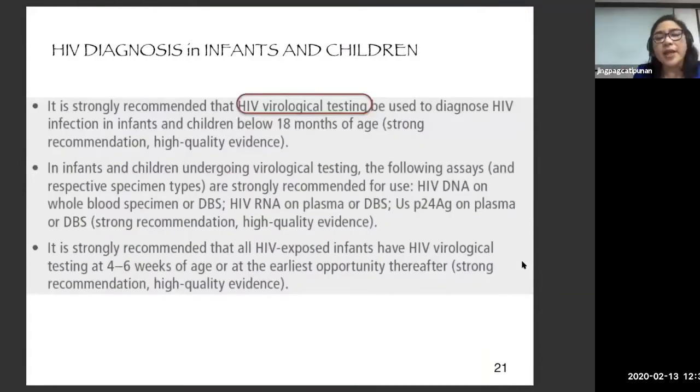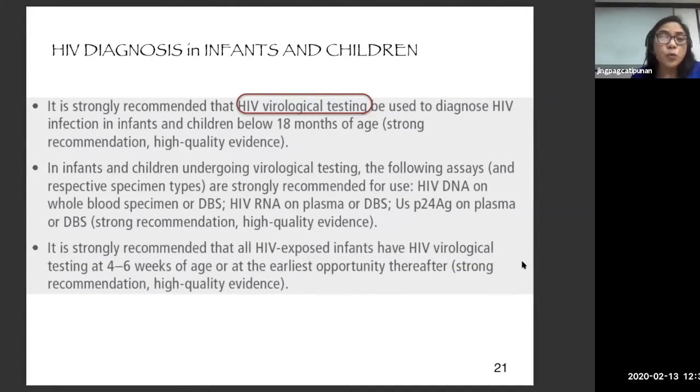Okay, so how do we diagnose HIV in infants? Now, these are for infants that were exposed through their mothers. So it is recommended that we do HIV virological testing, meaning we do the HIV DNA test, the DNA PCR, or the RNA PCR. This is recommended for infants and children below 18 months of age. This is because there is transfer of maternal antibodies.